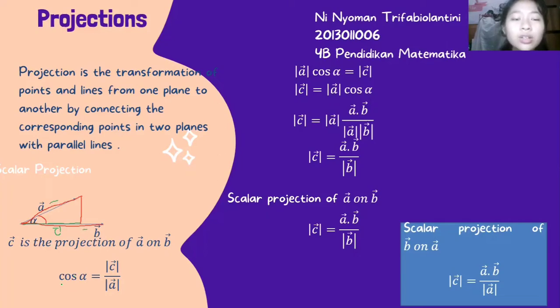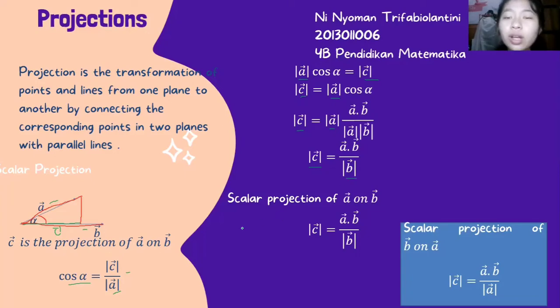The first, cos alpha equals norm of vector C divided by norm of vector A. Norm of vector A times cos alpha equals norm of vector C. Norm of vector C equals norm of vector A times (vector A dot vector B) divided by (norm of vector A times norm of vector B). So norm of vector C equals vector A dot vector B divided by norm of vector B.